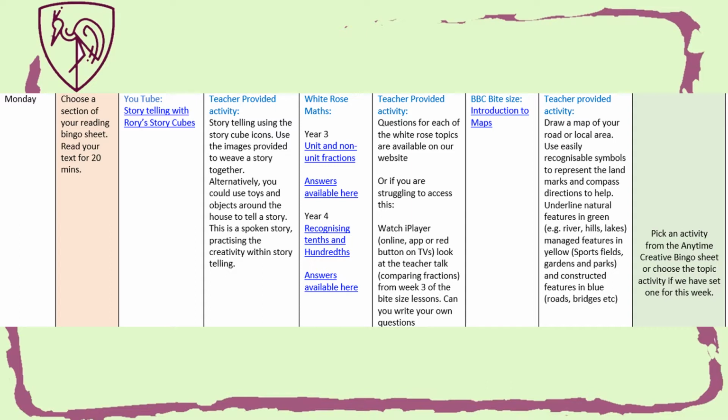For maths, we're looking at fractions, and I've got two different activities there for year 3 and year 4. And I've provided you with some questions and an alternative there that you could do if you are not able to access the questions. And for the afternoon activity, looking at some geography to do with our topic and some map work based around our local area.